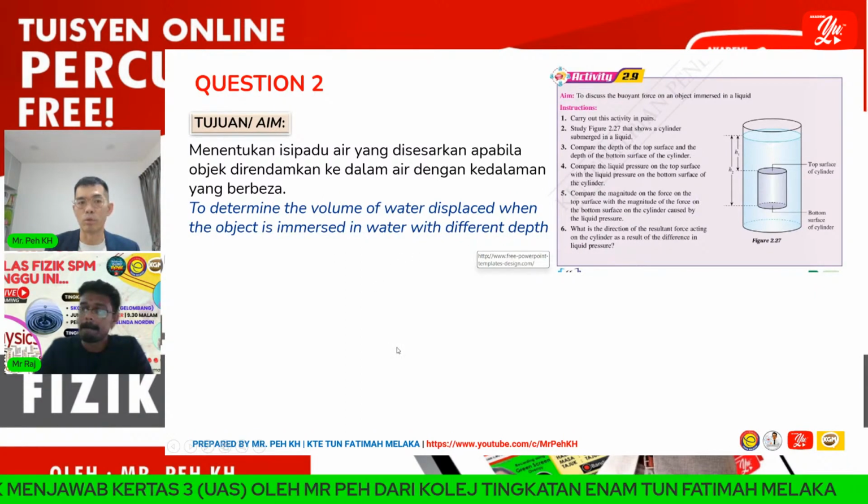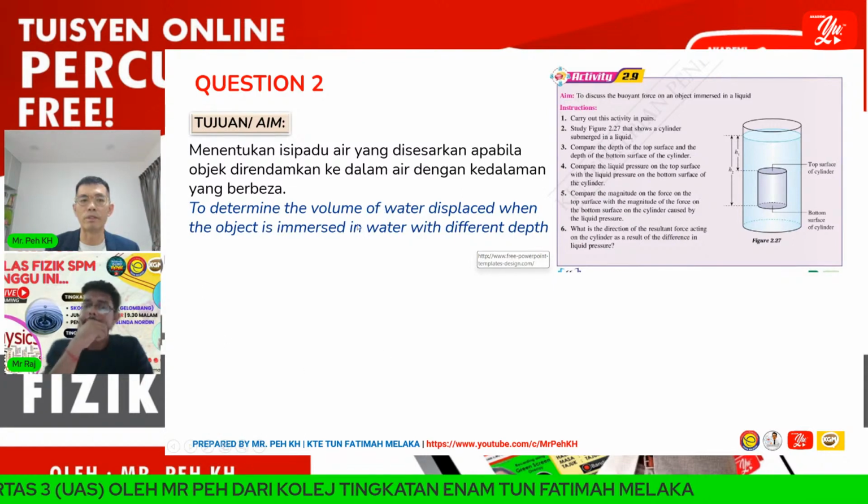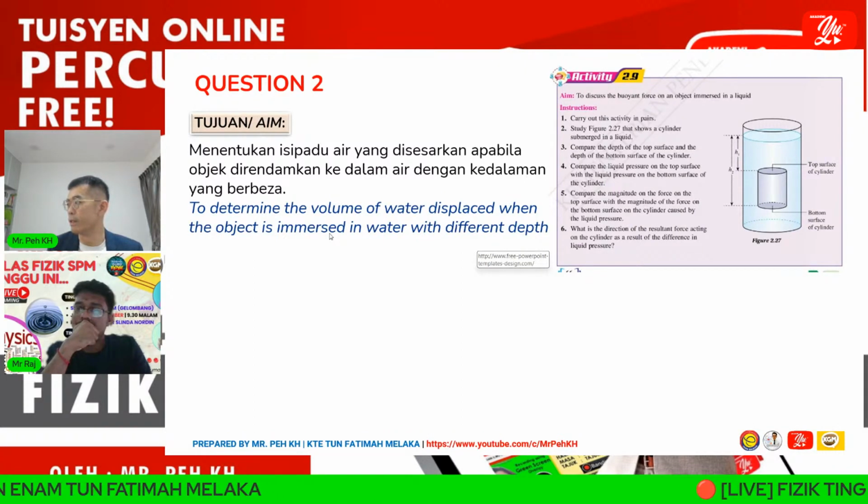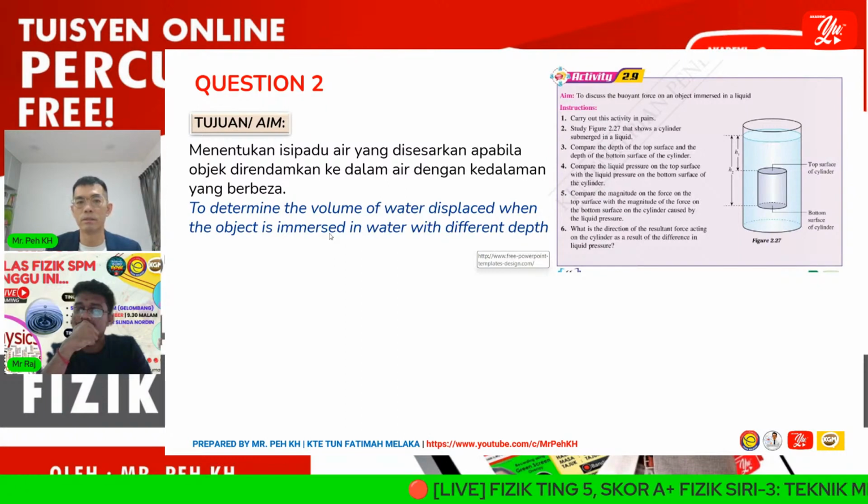This will be question number 2. Here, the MV and RV: the MV will be the depth of the object displaced in the water, and the volume displaced will be the RV.